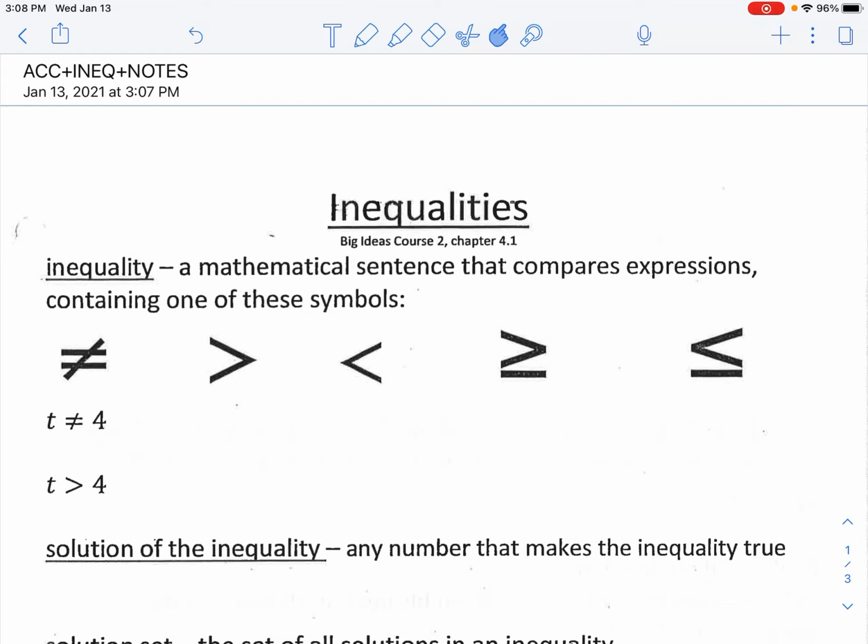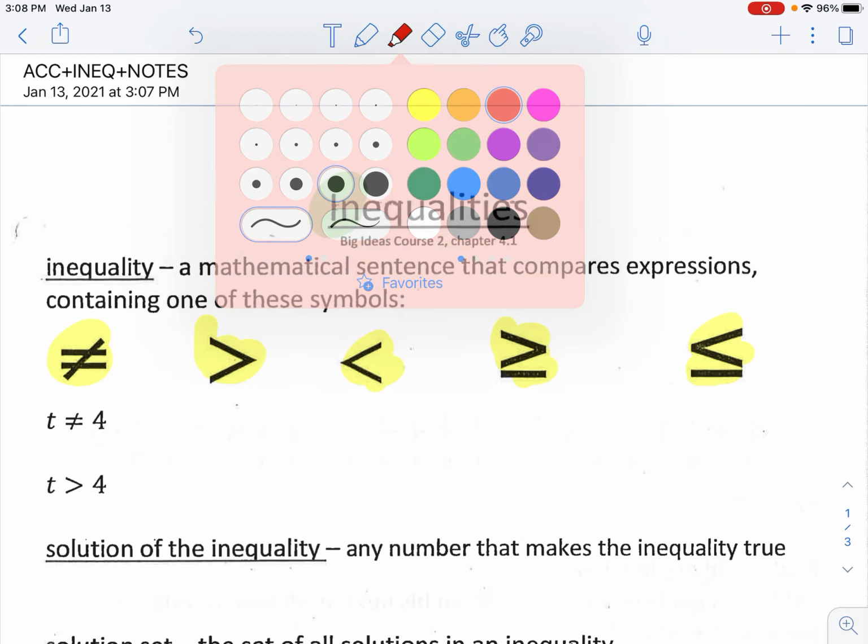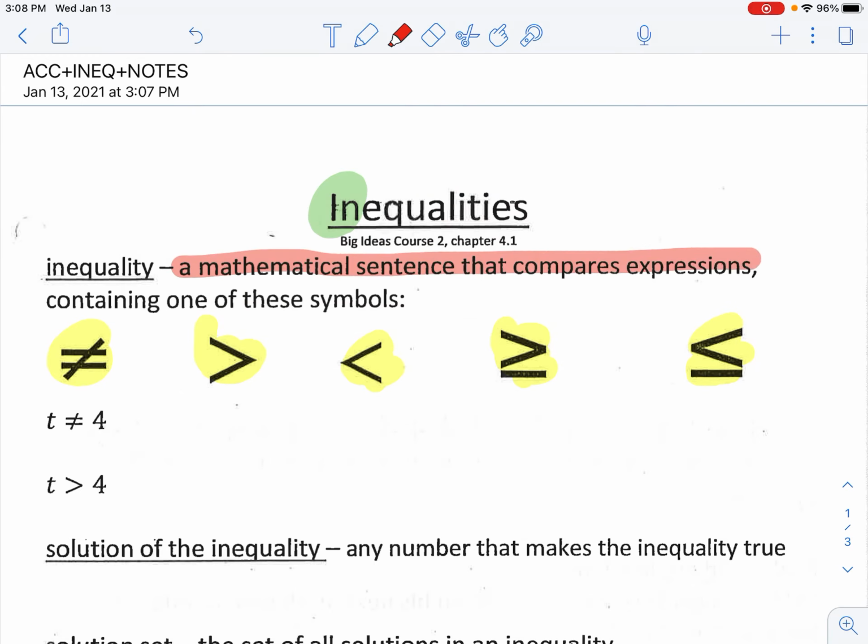So we've been working on equations. Equations is when we have an equal sign, right? When one side is equal to another. Now we're going to do the opposite of that. An inequality means that the two sides are not equal. Well, when they're not equal, they are either going to be not equal to, greater than, less than, greater than or equal to, less than or equal to. So an inequality is a mathematical sentence that compares expressions containing one of these symbols.